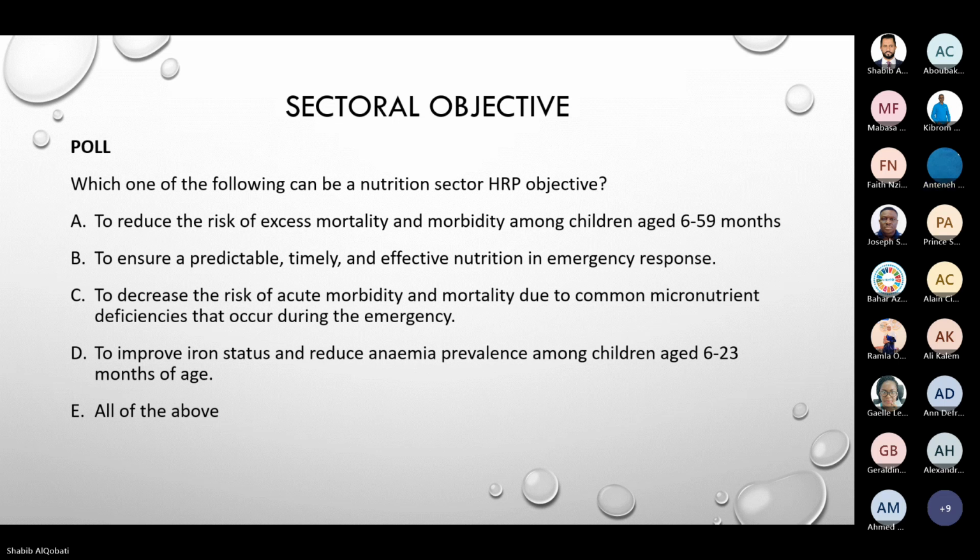We tend to usually formulate our objective around acute malnutrition, but it can also be any of the nutritional deficiencies, any of the nutritional problems applicable to that specific area. So these are among a list of several objective options we have. We will see in the next slide. And I highly encourage everyone to refer to the GNC HRP tips document, which has a list of strategic sectoral objectives, where you can see a number of options. So all of the above is a correct answer. Next, Shabib.